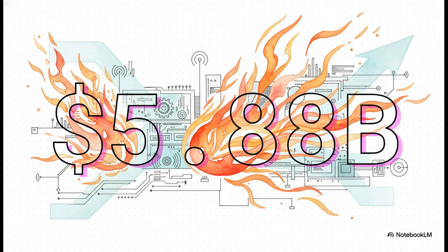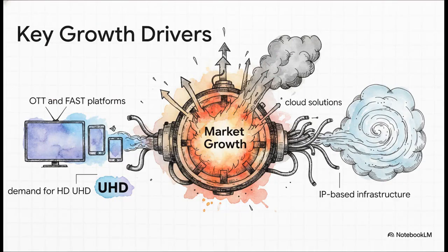So what's pouring fuel on this fire? The answer? Well, funny enough, it's us. We're the main driver. Our demand for content is what's pushing this. Think about the explosion of streaming services, right? You've got your over-the-top platforms like Netflix, and then all these free ad-supported TV channels, what they call FAST channels. All of that requires incredibly efficient automation to work. Then you add in our hunger for that crystal clear HD and UHD content, plus the whole industry shifting to more flexible cloud and IP systems, and boom, you've got the perfect recipe for insane growth.